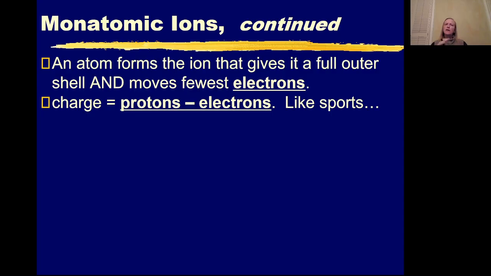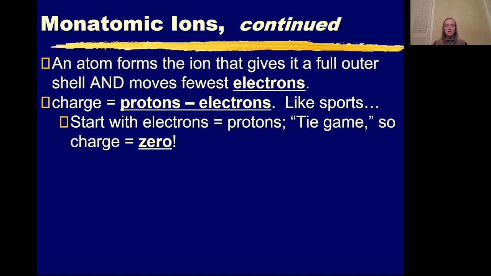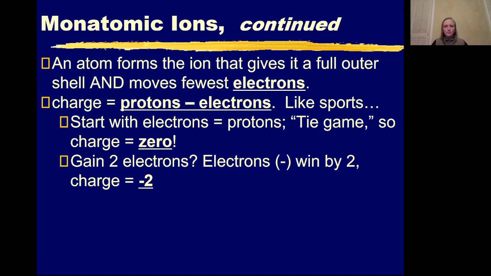The way you calculate charge, because protons are positive and electrons are negative, is by doing the protons minus the electrons. Sometimes students get confused about this, so I sometimes relate it to sports scores. If I've got a tie game, it's because the protons and the electrons were equal. When protons and electrons are equal, the overall charge is 0.